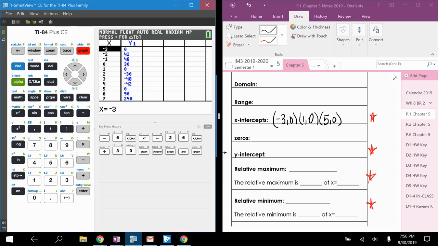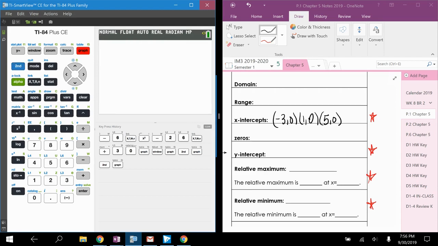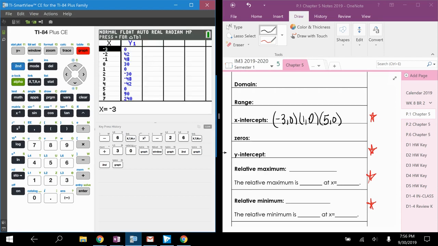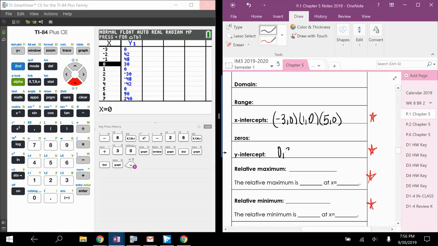Now that we got this table, so again, press second, the blue button, graph, and that gets you your table, we can now find that y-intercept. Again, we're looking for when x is 0. So that's going to be 0, 30 again. What you look for on your calculator is when x is 0.